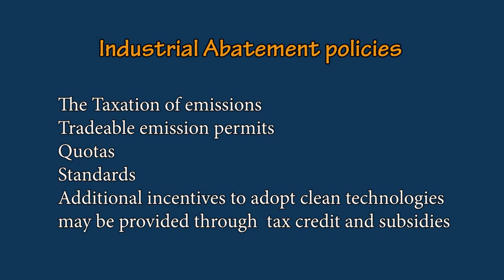So first thing, for industries particularly, we can have industrial abatement policies. You can tax the emissions, right? If any industry is doing some production, you can tax them if they are emitting some pollutants. Then you can have tradable emission permits, quotas, and standards. Also, if some company or industry is adopting any new technology which is actually giving benefit to the environment, the government can give them some tax credit and subsidies, etc. This is the way one can think of supporting the industry so that they emit less carbon dioxide.